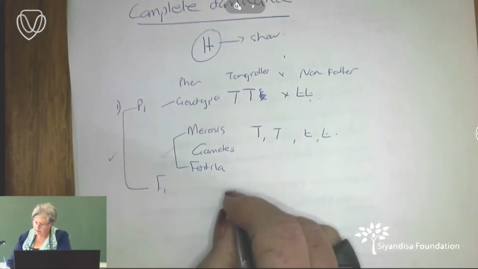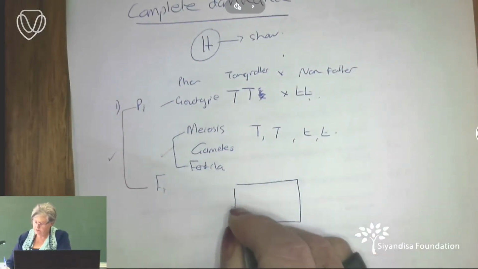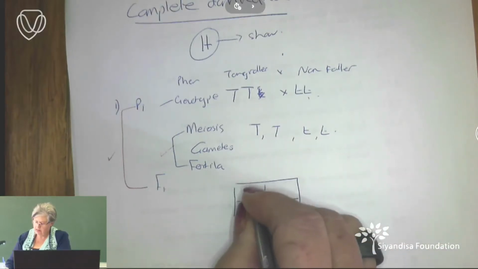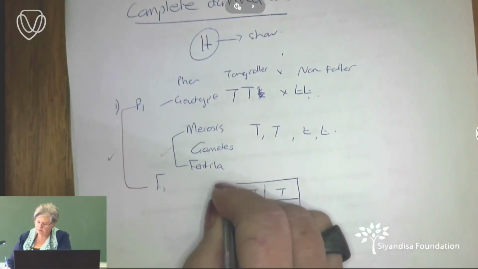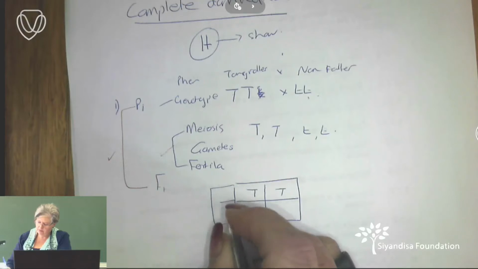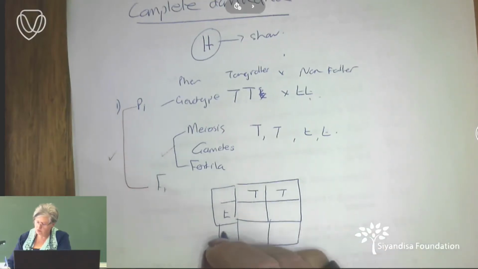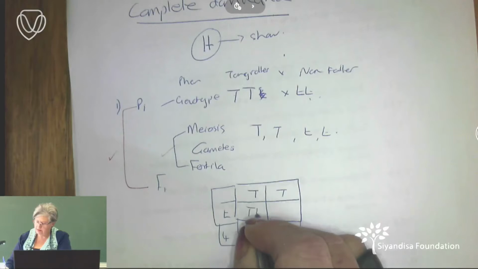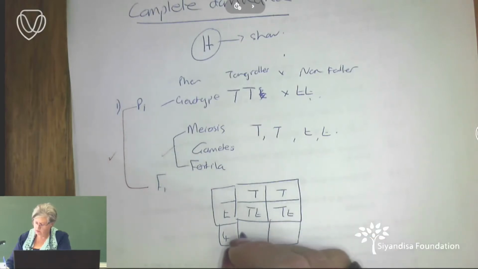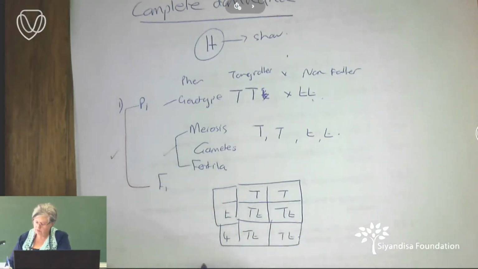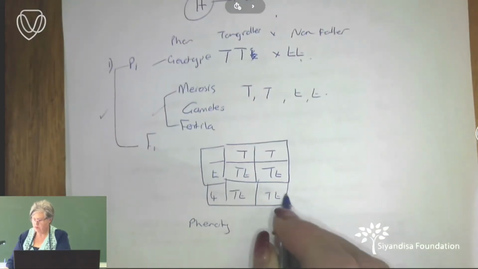So what will it be? I always prefer to work with a Punnett square. So I have big T here, and here I have small t, small t. So that one will be big T small t, big T small t, big T small t. So what will the phenotype of my offspring look like?